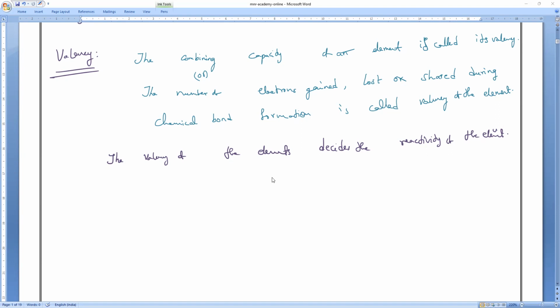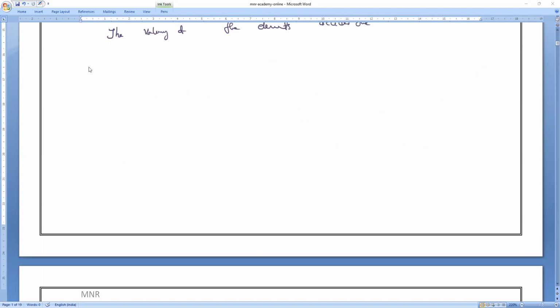So this is what is called valency. Now, for example, let me check the valency of aluminium in aluminium oxide. They are asking: what is the valency of aluminium in aluminium oxide?